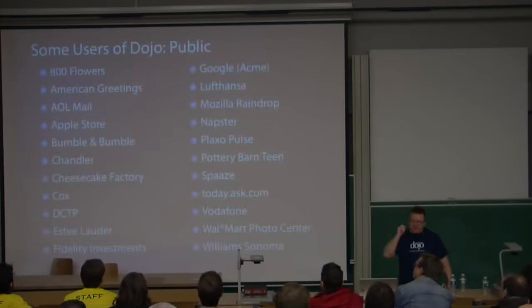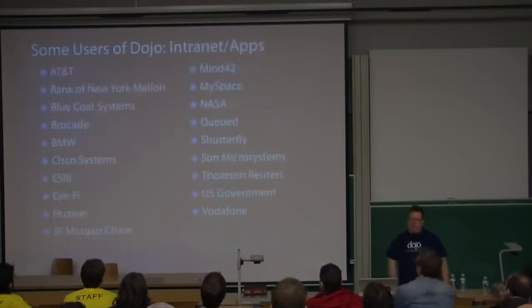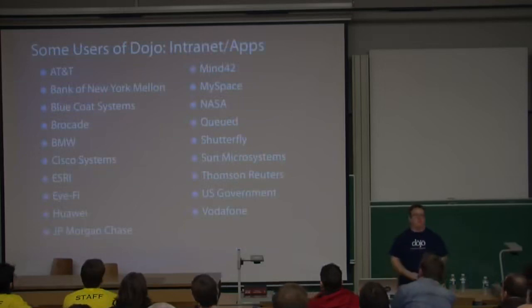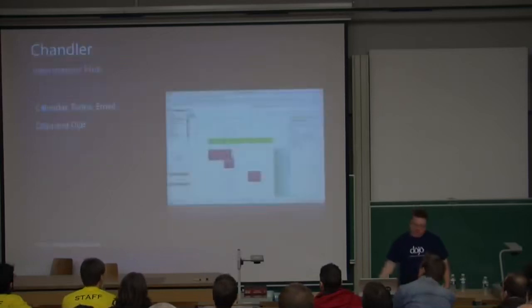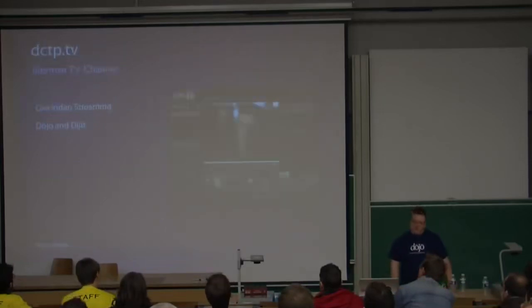Quickly, people ask, who uses Dojo? A lot of people use Dojo in public. Way more people use it in private. So Dojo is often used for internet applications, software people buy, AIR applications, etc. Obviously, the Chandler project, when it finally released, used Dojo for the web UI. DCTP is a German TV channel that does live video and uses Dojo for the interface.